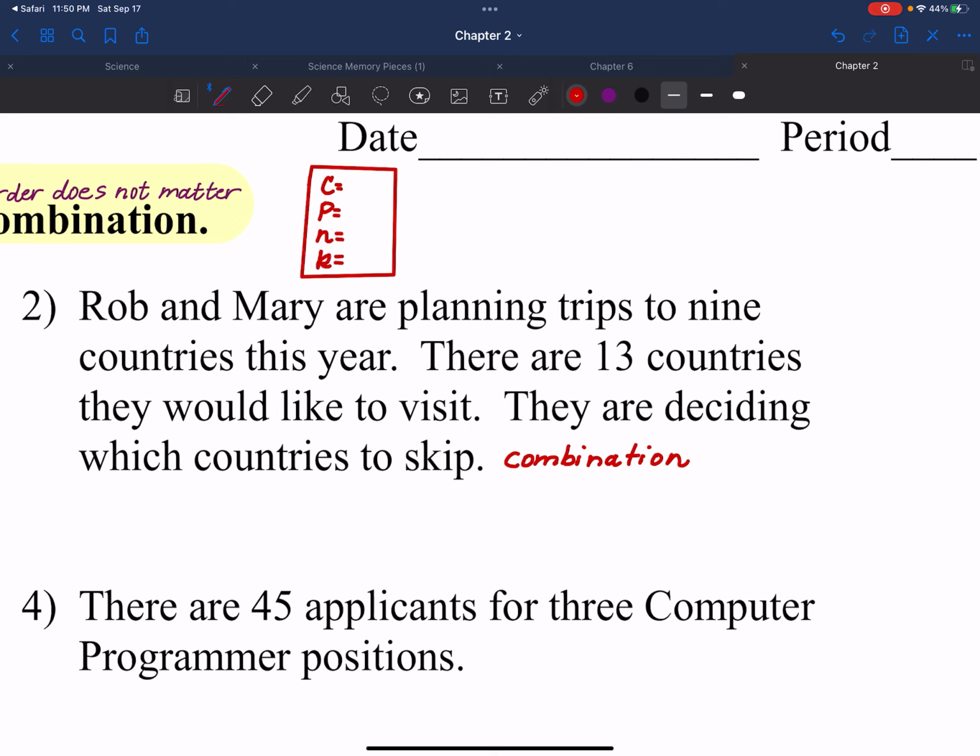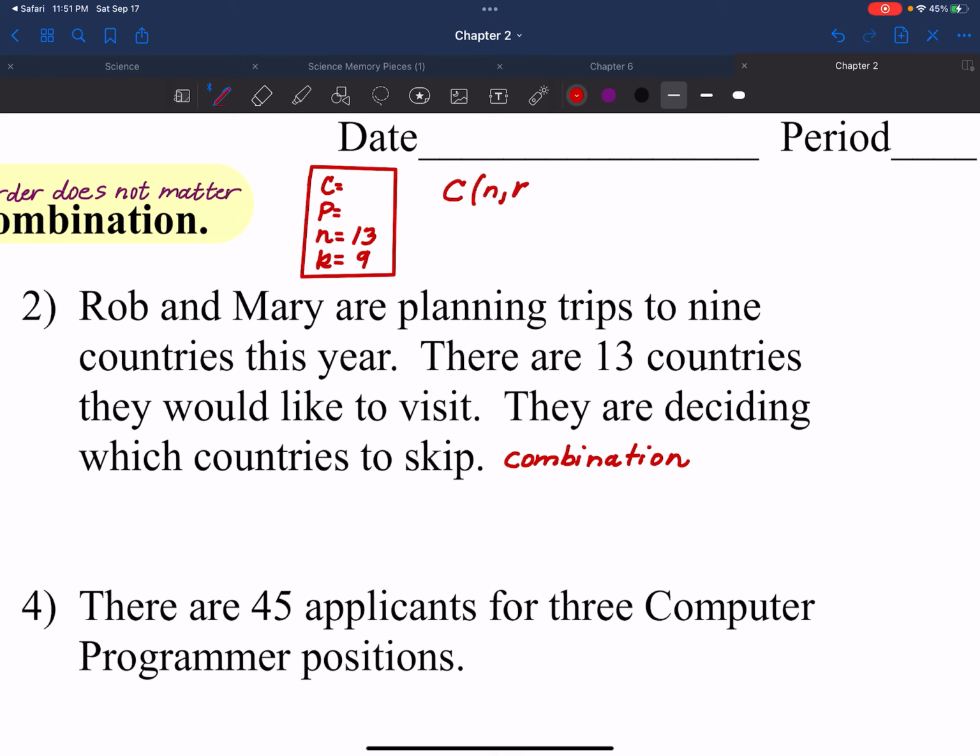So, 13 countries they would like to visit. That's the number. They are only going to visit 9 of those. So we need to come up with the permutation, and then without drawing a tree diagram, we'll reduce the redundancy and then find the combination. And the formula looks like this.